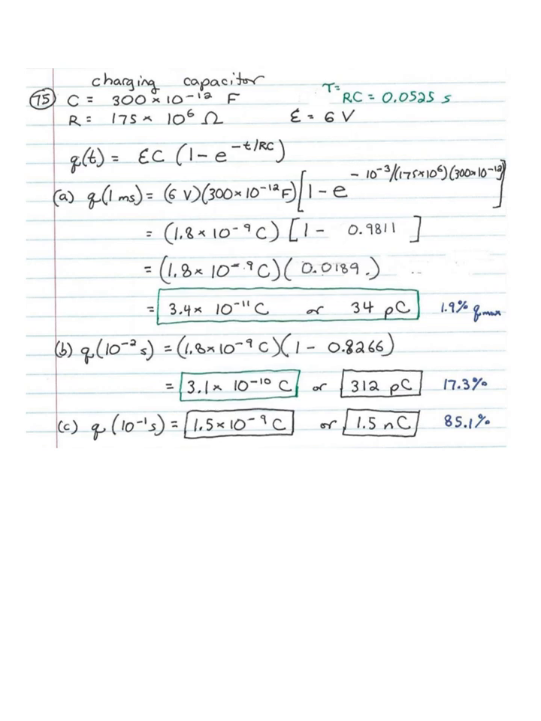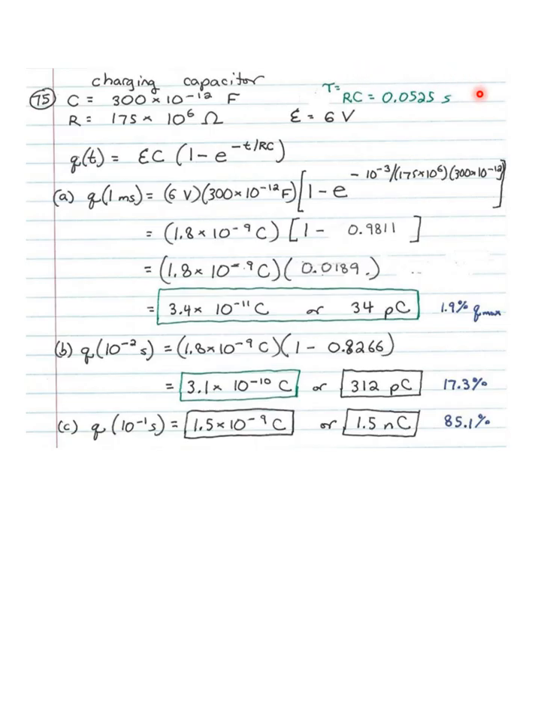All right, so let's write out the given information. We need this in MKS units. So the capacitance is 300 pico, which we're going to call 300 times 10 to the negative 12 farads. The resistor is 175 times 10 to the 6 ohms. Let's figure out right now the time constant, RC: 0.0525 seconds.